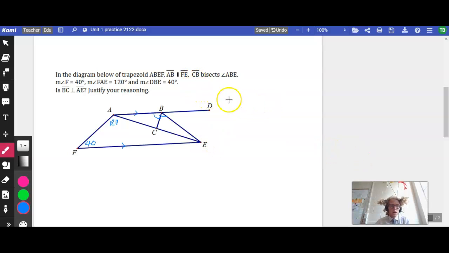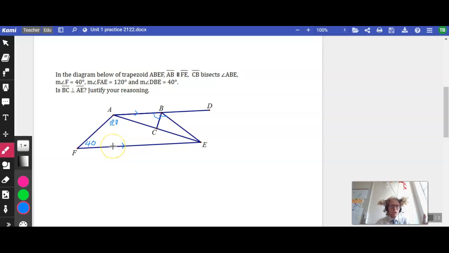So, we need to figure out whether these are perpendicular or not, which means that we need to find the angle measure of ACB or BCE. We need to try to find these angles right here. We're not going to put the perpendicular symbol yet because that might confuse us. We're trying to find these angles right here. So let's start with what we have.